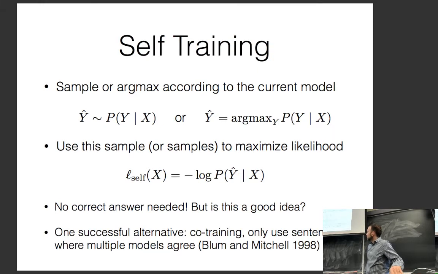There's one successful alternative called co-training. This is something that was invented and used a lot by Tom Mitchell here at CMU. The idea is you have two models. You ask both of the models what they think the answer is, and when they agree, you use that to update your models. This is a little bit of a better idea, right? Because when the models agree, they'll probably be right, especially if they're very different models.